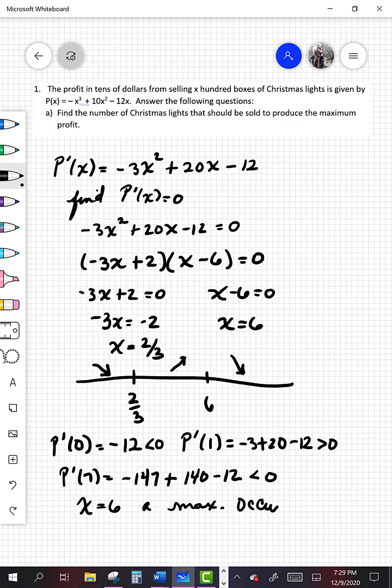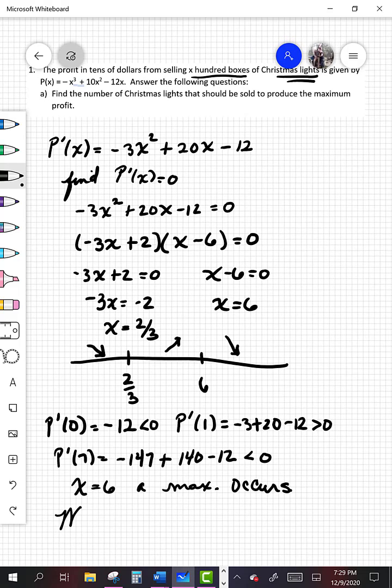It tells us back in the original problem that x is in hundreds of boxes of Christmas lights. So in order to maximize profit, we need to sell 6 times 100, or 600 Christmas lights.